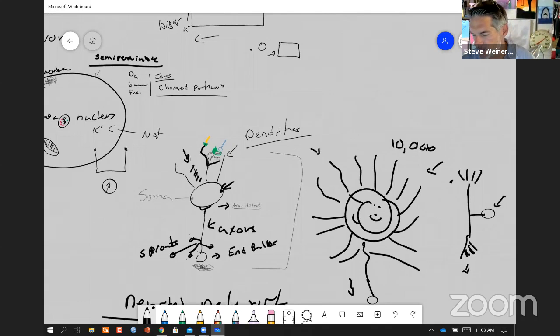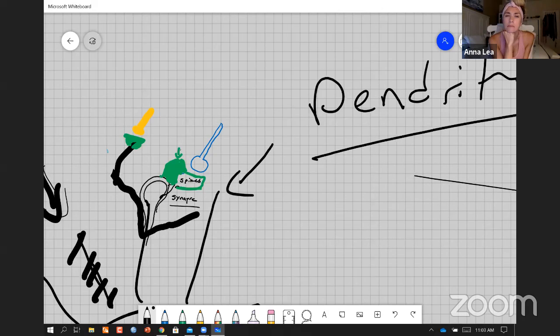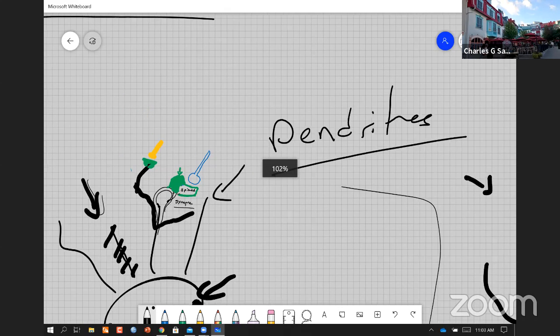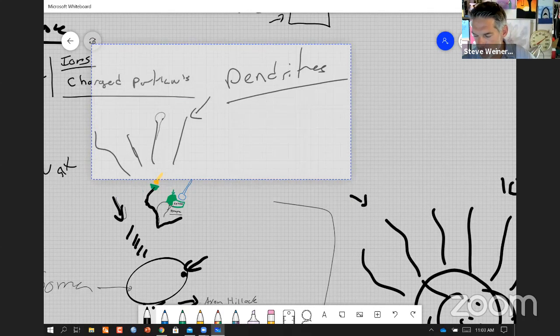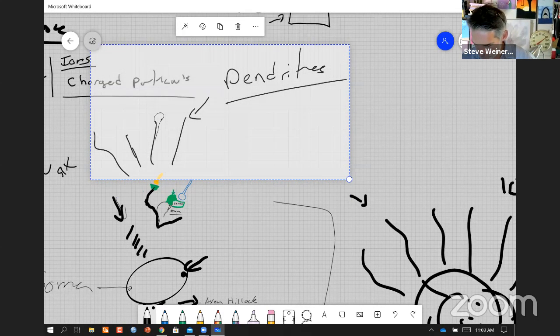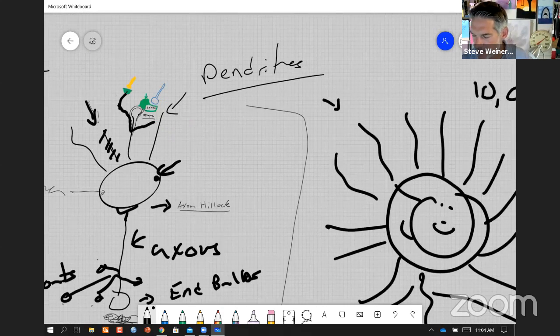What causes a cell to grow? The membrane. But what causes the membrane to grow? Another neuron. Connections. Synapses, connections. So what causes cells to grow? Whoops. What causes a cell to grow is connections.